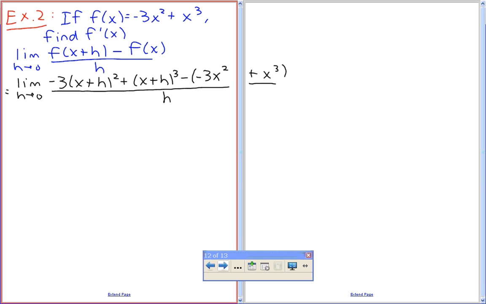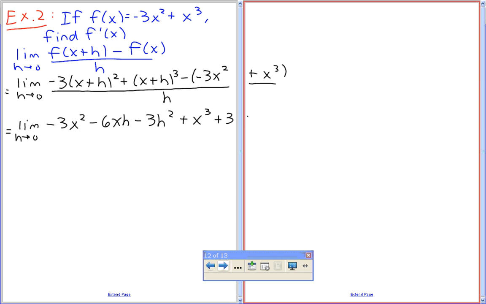Lovely. Dakota, show me your foiling skills, please. Negative 3x squared, plus negative 6xh, minus 3h squared, plus x cubed, plus 3x squared h, plus 3xh squared, plus h cubed. And then plus 3x squared, minus x cubed.